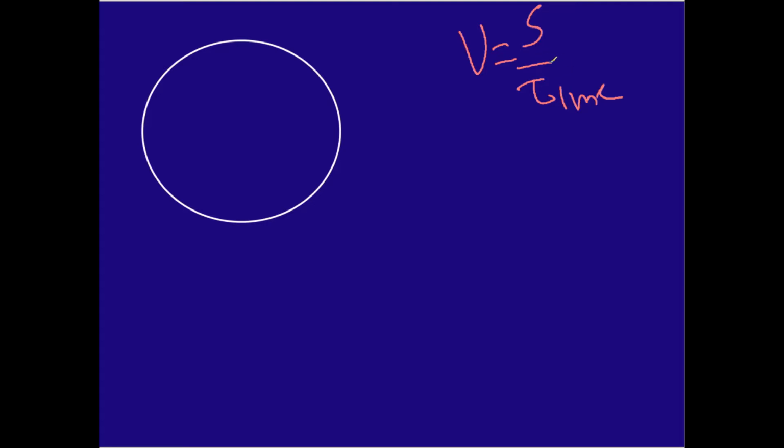S has two names that I've seen in textbooks. Sometimes it's called the arc length, so we'll call it the arc length. Other times it's called the displacement. Again, I'm sure there's a reason behind this. Don't get stuck on the terms here.